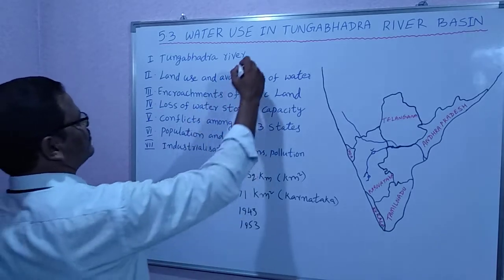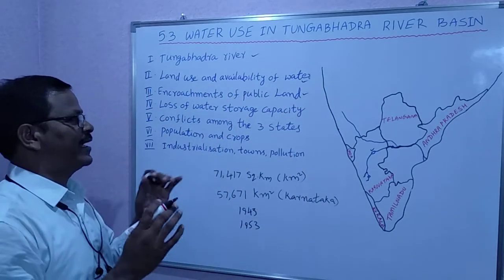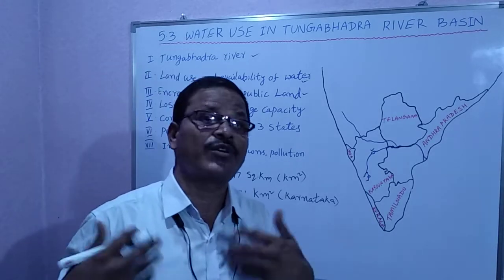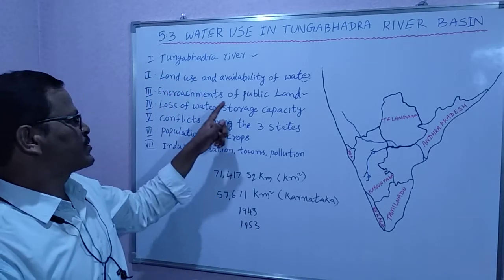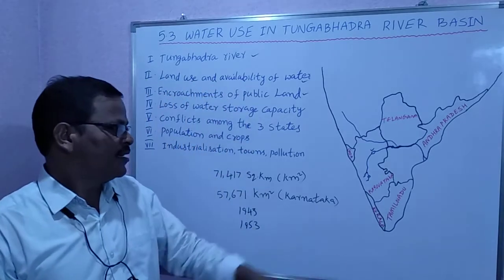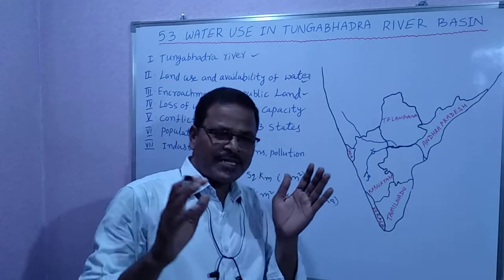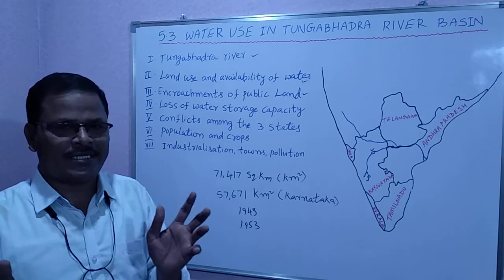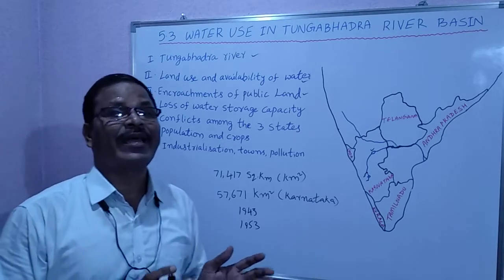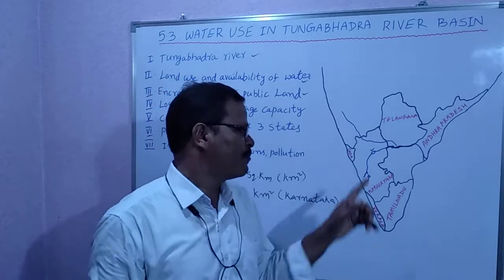Our next point is encroachment of public lands. Encroachment means occupy forcibly, with force. Encroachment of public land for cultivation is common in this catchment area. Because of this encroachment, more land is brought under cultivation at the expense of land cover. That means so many trees were cut down to make them cultivable land.